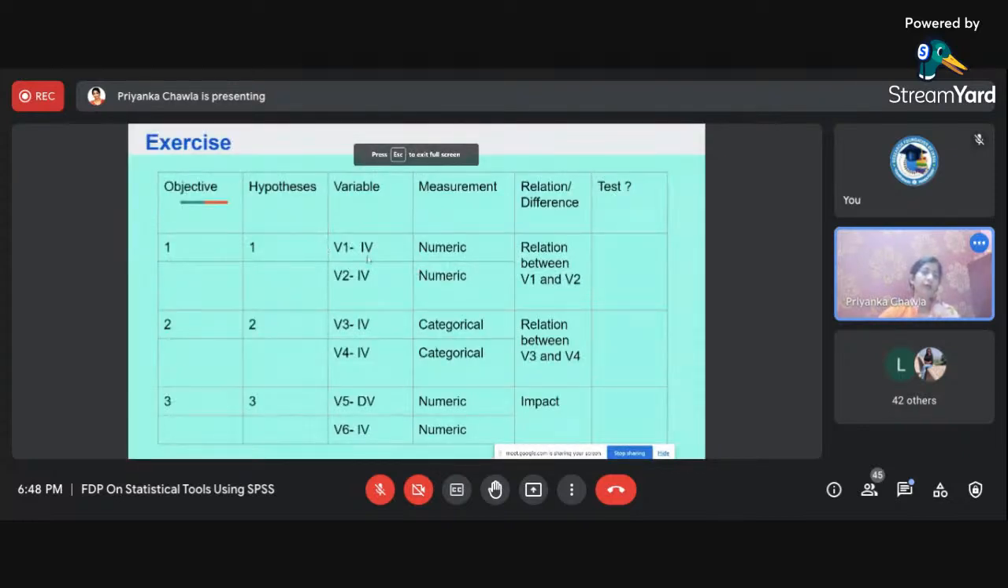If one variable is there which is independent variable, the independent variable is categorical. This one, I'm talking about the second objective. Suppose the second objective which we had framed is like that. The variable is independent. Another variable is also independent. Both are categorical, and we are showing the relationship between these. Which test is to be applied? I'm talking about this one.